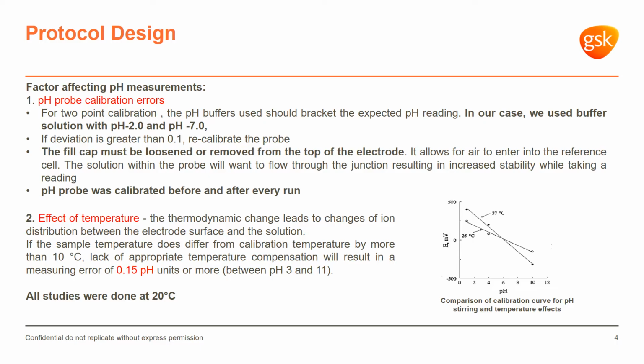Then we had to consider the thermodynamic changes that lead to changes in the ion distribution on the electrode surface, essentially the effect of temperature. If the sample temperature is different from the calibration temperature by more than 10 degrees C, we will see a pH drift of about 0.15 unit, which was not acceptable for this experiment. Hence, we decided to fix the reaction temperature for all the experiments at 20 degrees C.